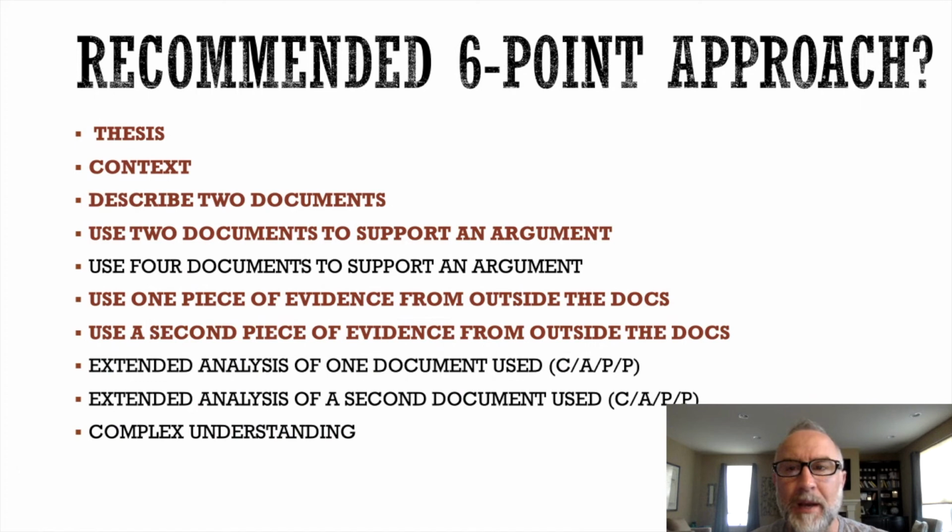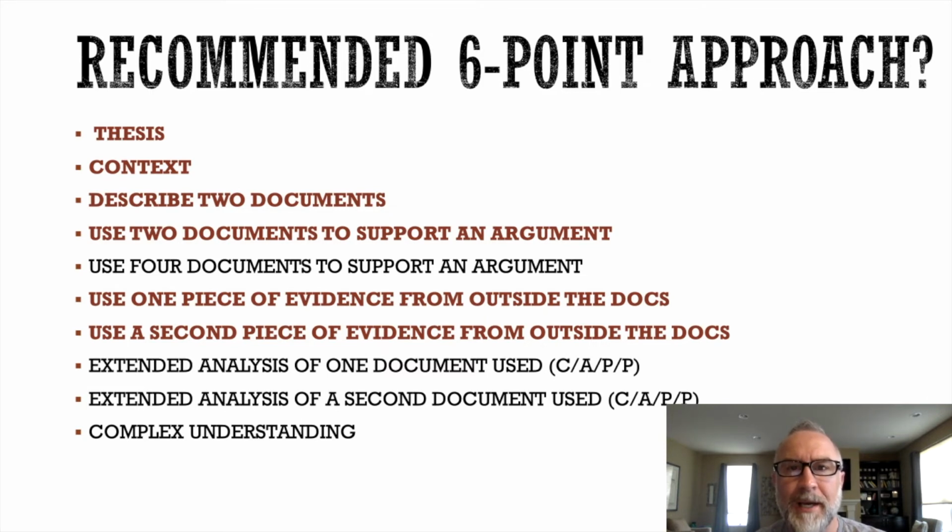This is one recommended 6-point approach that I'm going to take with my students: if you are just attempting to get a passing score on this, we are going to devise a way to answer this DBQ in 45 minutes that'll attempt to earn these 6 points: thesis, context, using 2 documents to support your argument, and using 2 pieces of evidence from outside the documents. That doesn't sound too challenging for 45 minutes, and that would be attempting 6 of the 10 points on the rubric.